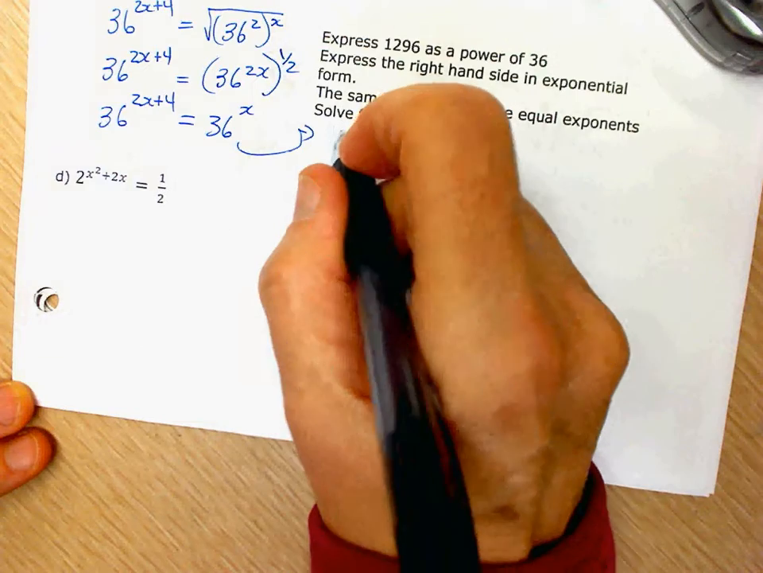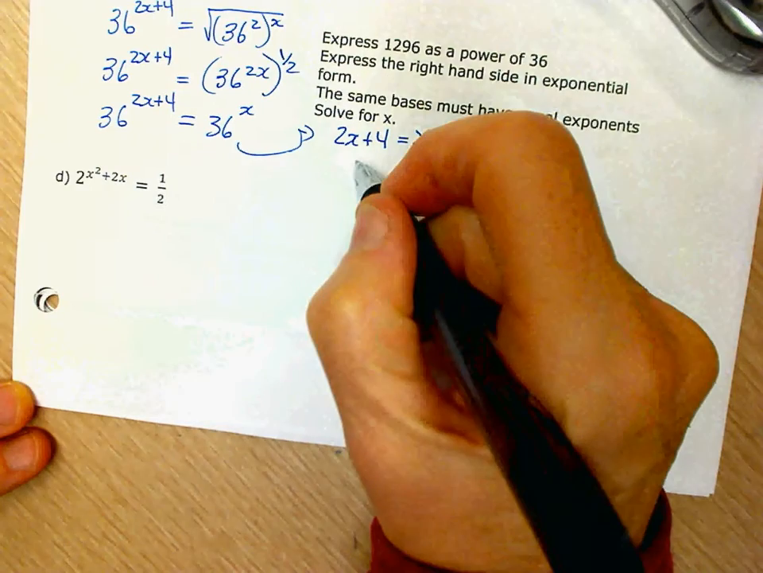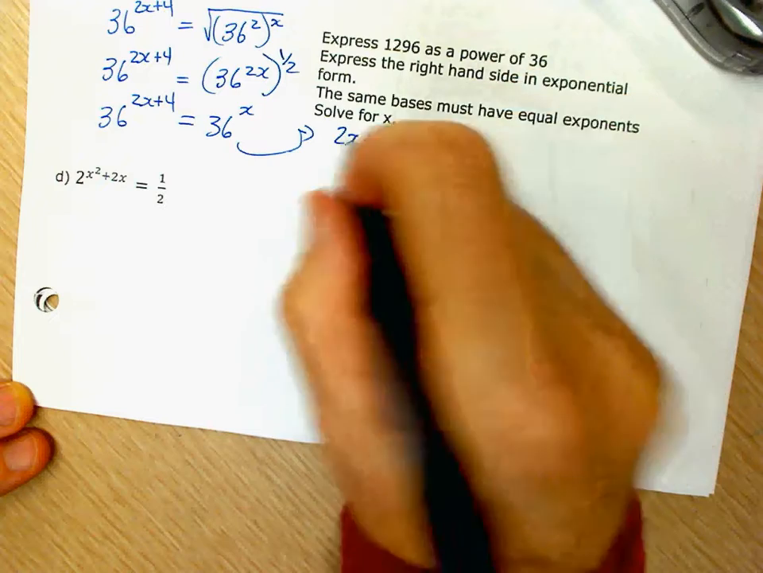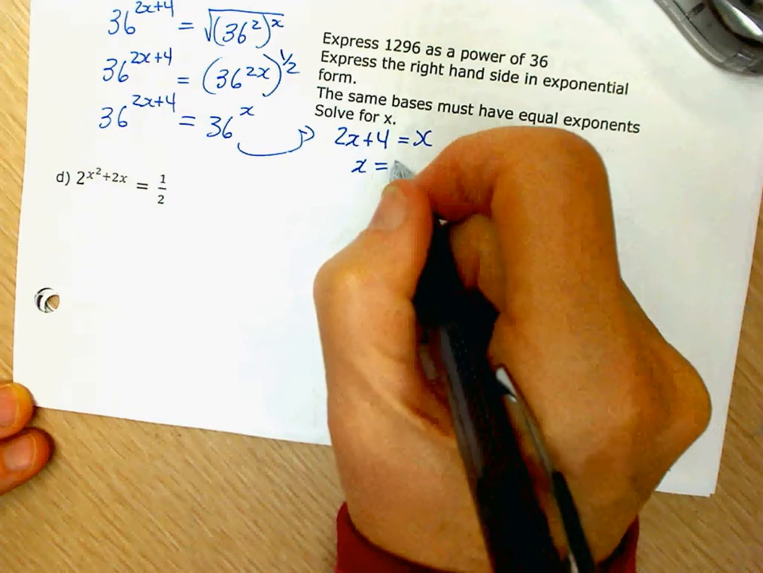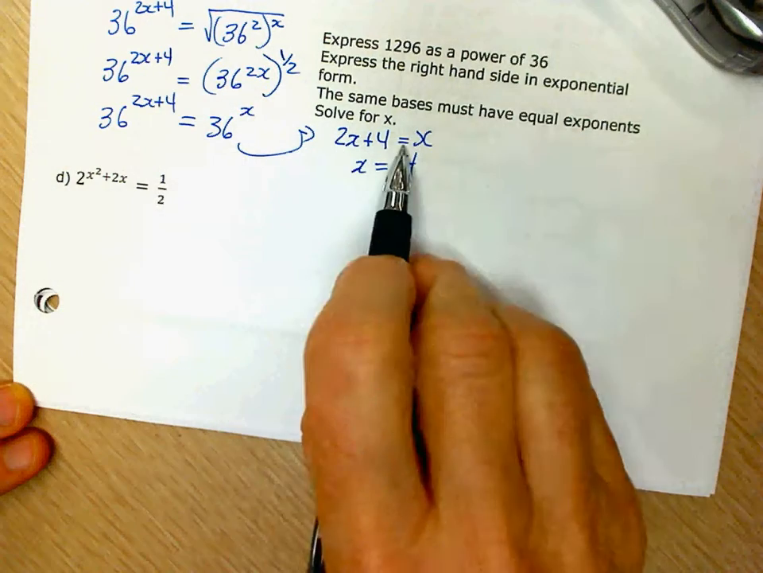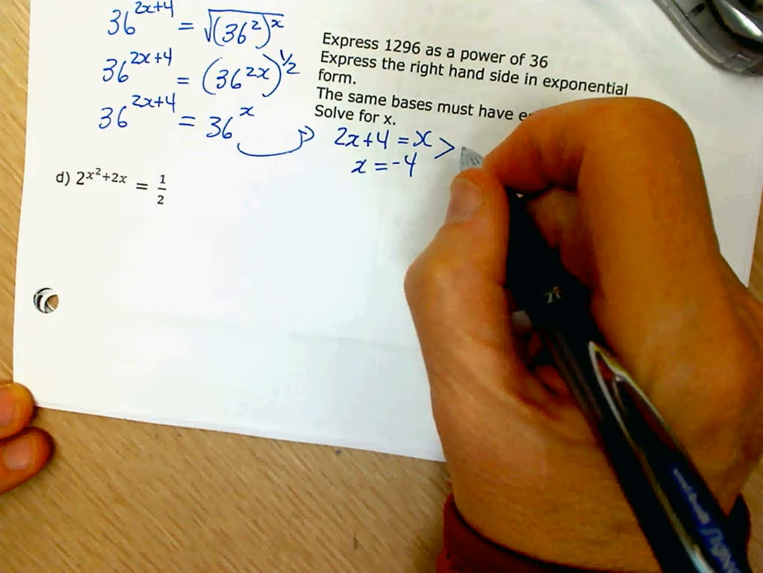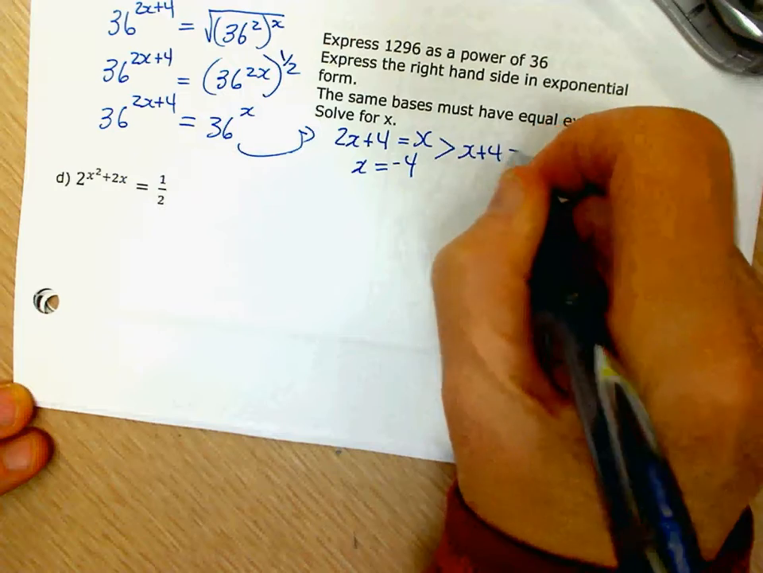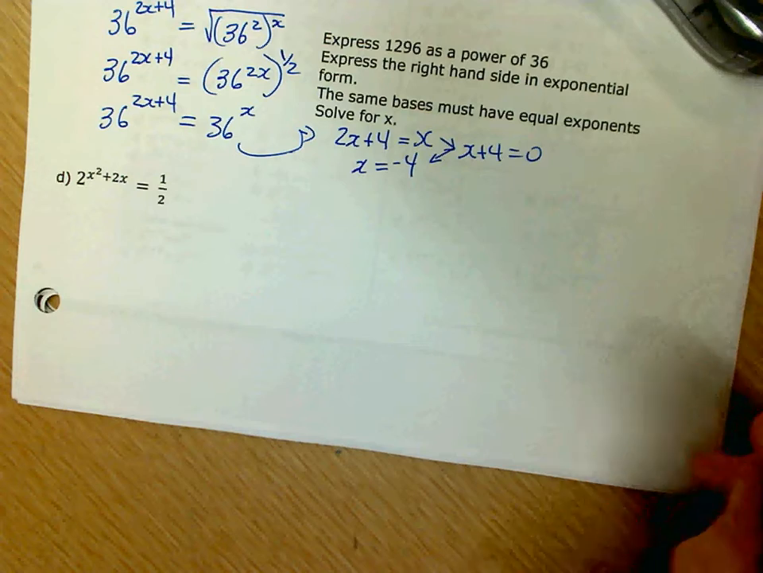So let's continue over here. We have 2x plus 4 equals x. I'll move x over here, I'll move 4 over there. So subtract x from both sides, you get x equals negative 4. Do you need an extra step there? If you need an extra step, I'll put it here. That would be x plus 4 equals 0, and then, yeah, if you need an extra step.